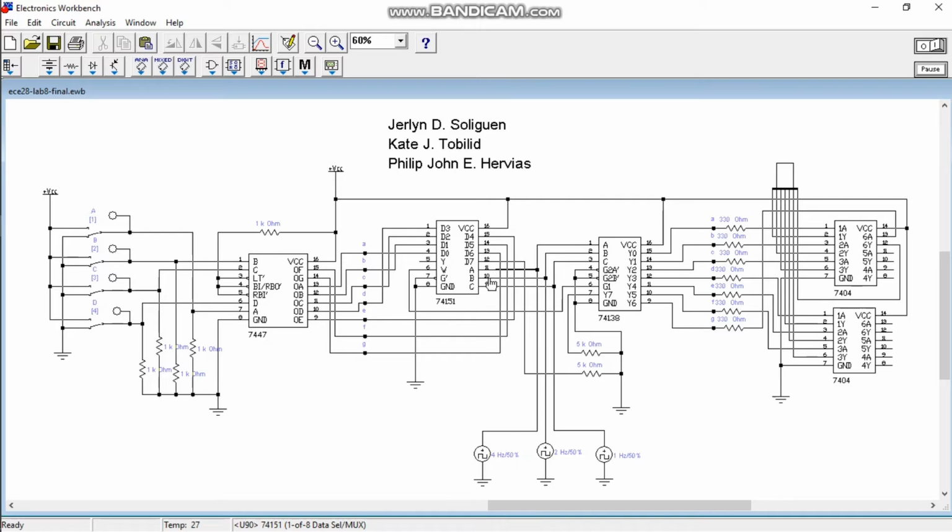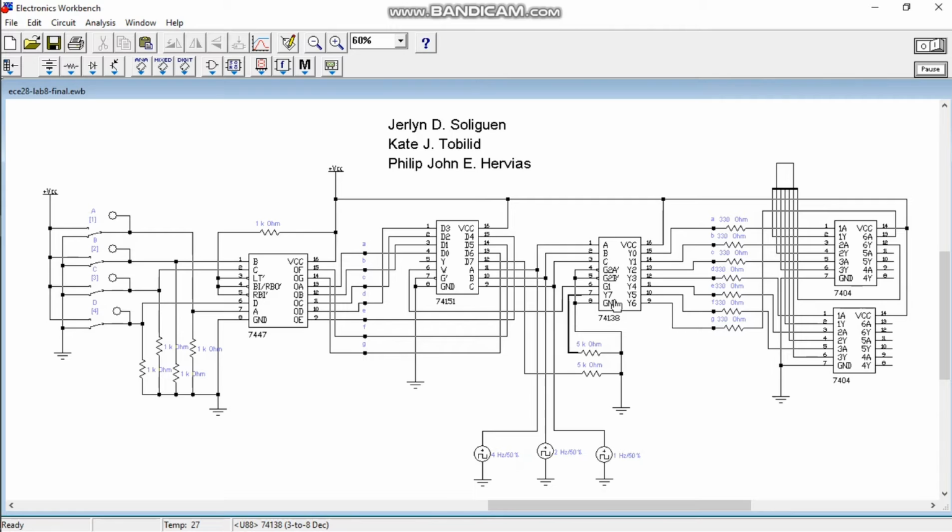The other input, D7 and Y7, was connected to a 5K ohm resistor to the ground, since we only need to drive a 7-segment display. This also applies to the 74138.